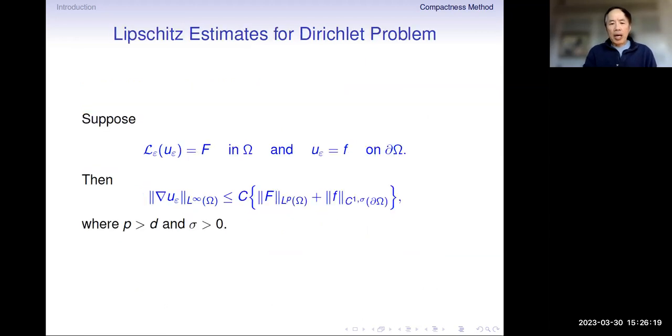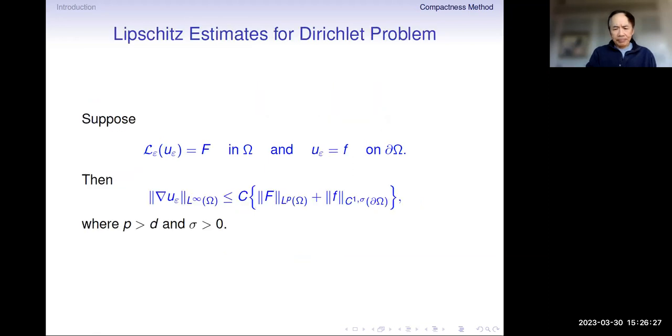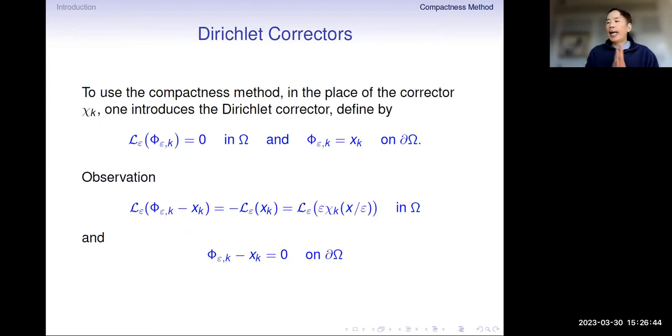So that's the interior Lipschitz estimate. Okay, so what about the boundary? What do you do with the boundary? The theorem was for the Dirichlet problem. This was proved by Avellaneda and Lin. So if we want to carry this machinery to the boundary estimate, we need to find a new corrector, which we call the Dirichlet corrector.